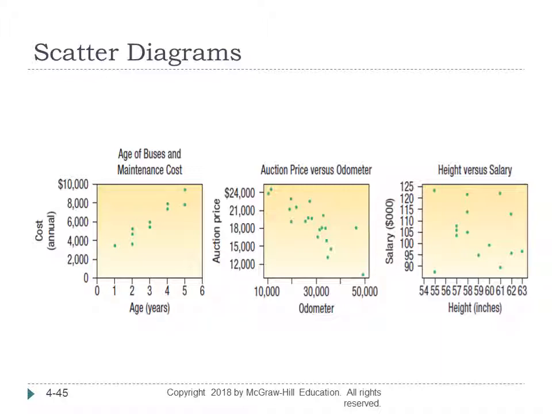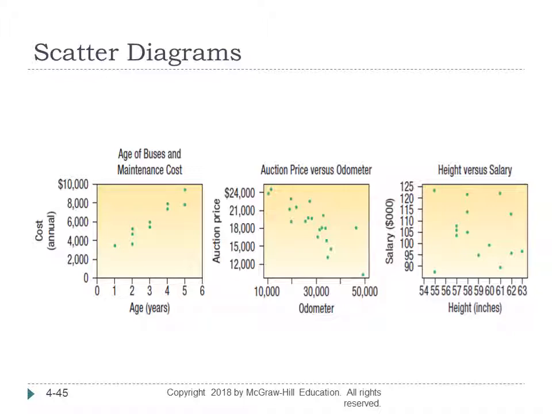The second graph in the middle looks like an inverse relation or a negative relation. These are the two variables. Of course, this deals with used cars when they're sold at auction. The odometer tells you how many miles the cars have been driven. But of course, the higher the odometer is, that means the car is used more. The price of the car at an auction will be less.